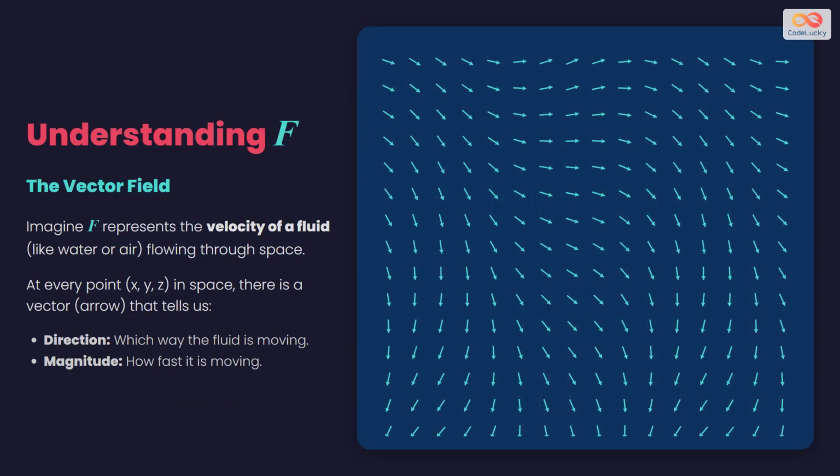First, what is F? Imagine a vector field as a fluid flowing through space. At every single point, we have an arrow representing the velocity of the fluid. It tells us how fast and in what direction the stuff is moving.